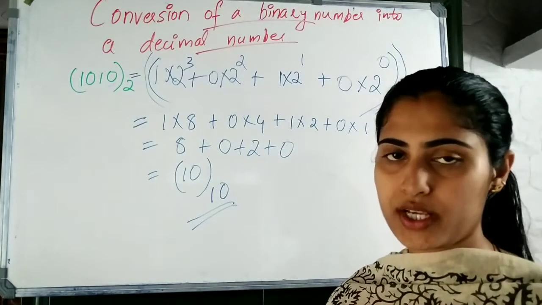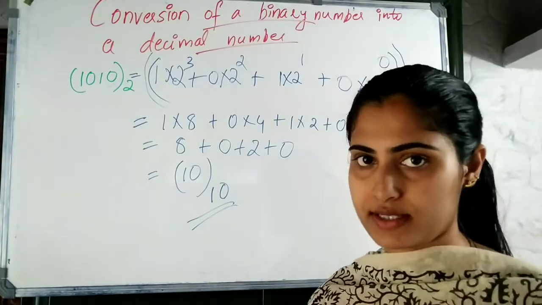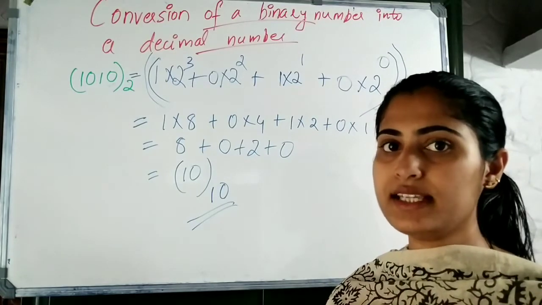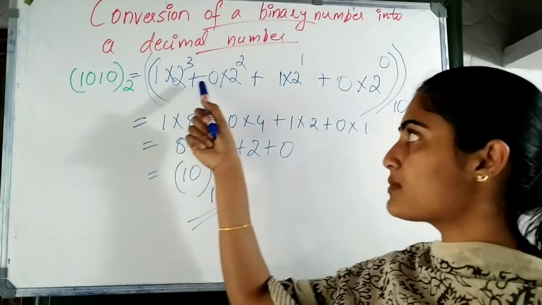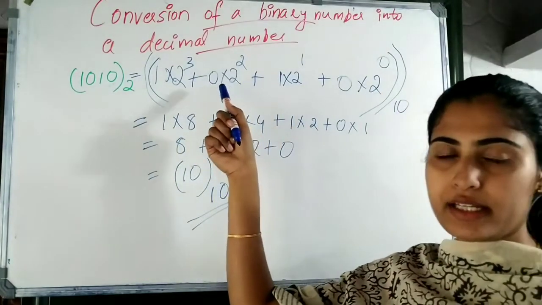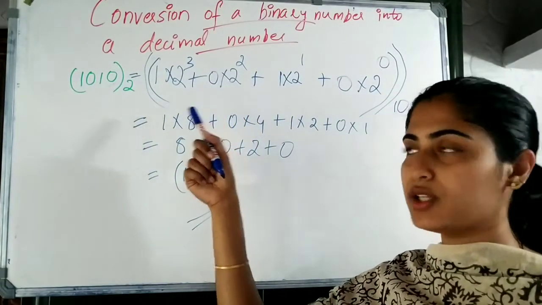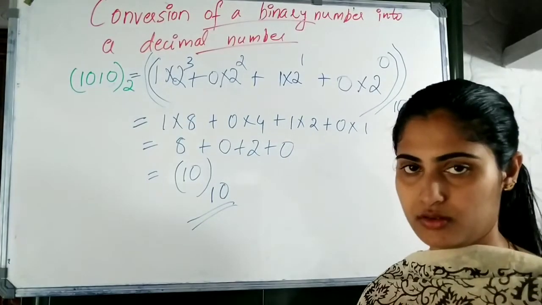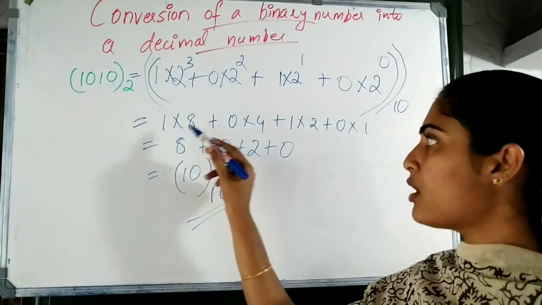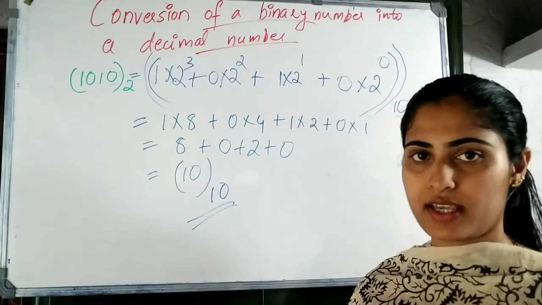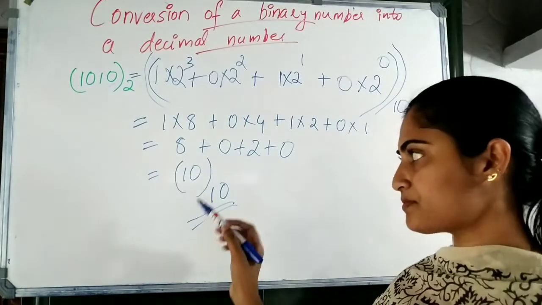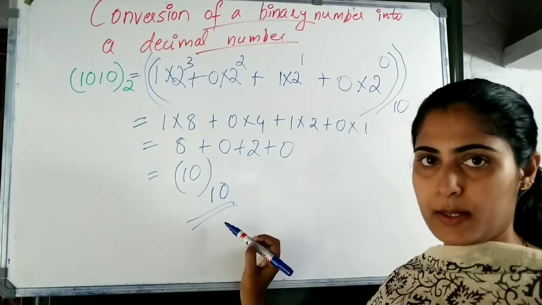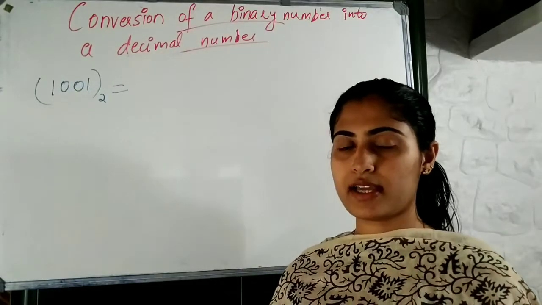This is how we convert a binary number into a decimal form. First step is each digit present in the binary number should be multiplied by 2 raised to the power of that particular position. Second step is we have to add all the products. And finally we will get the result. Next, let us look at another example.